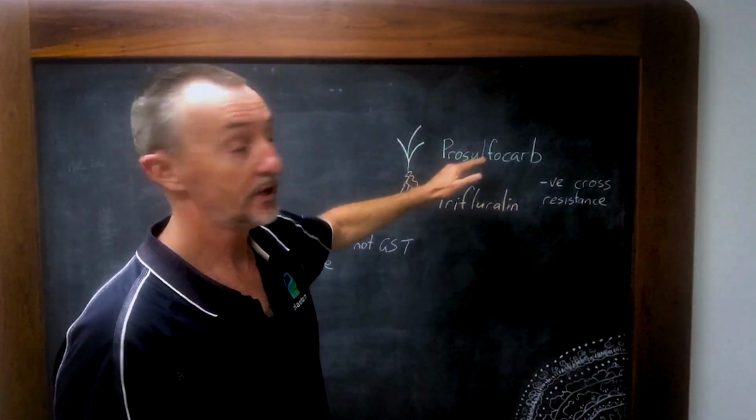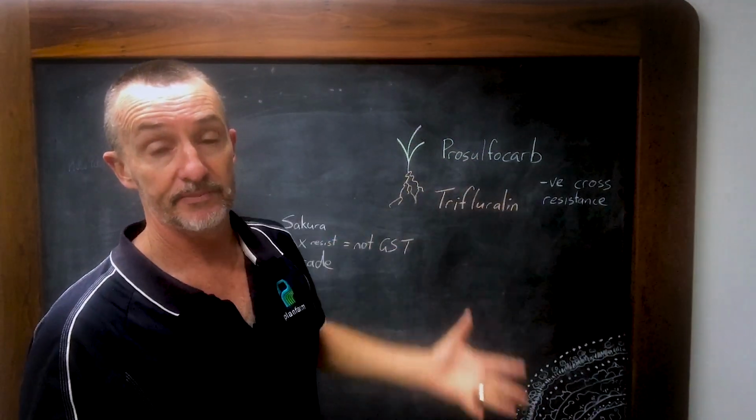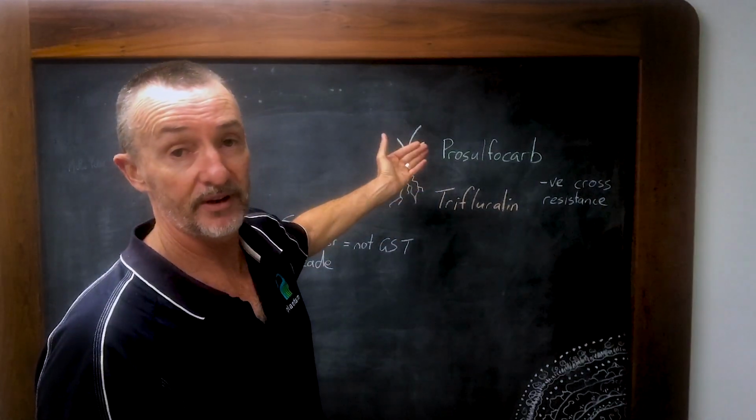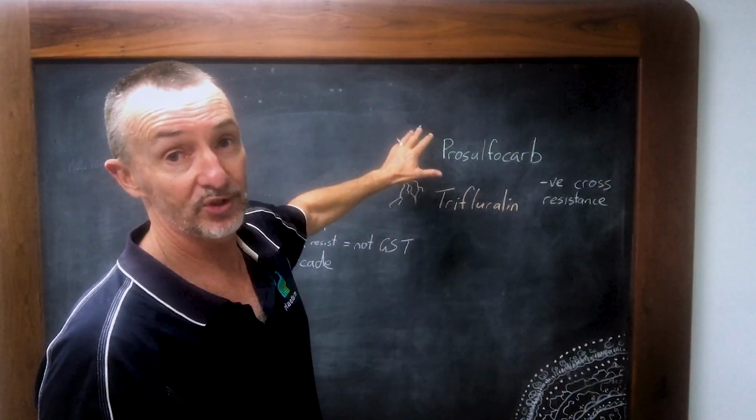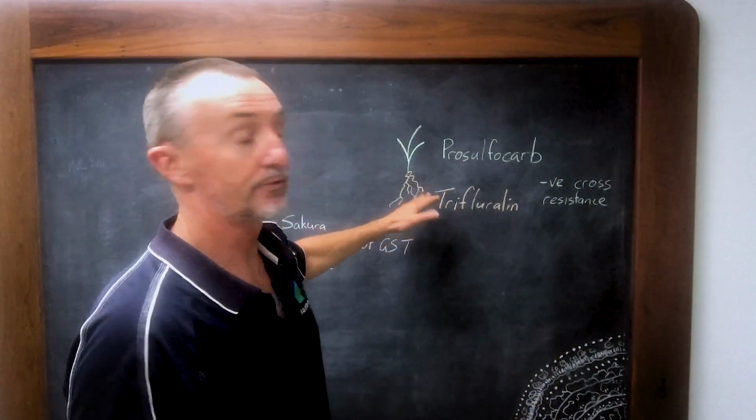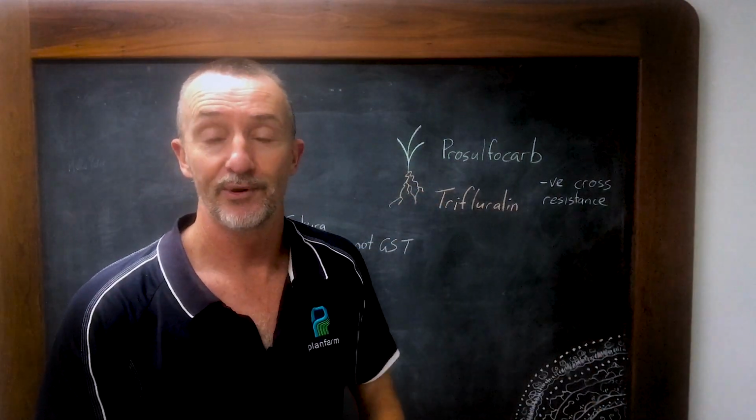Trifluralin, we know, is more active on the roots, and the reason for that is if trifluralin is going to be broken down by the plant, it gets broken down in the shoots, and that metabolism doesn't really happen as much in the roots. So that's why trifluralin is more active in the roots.